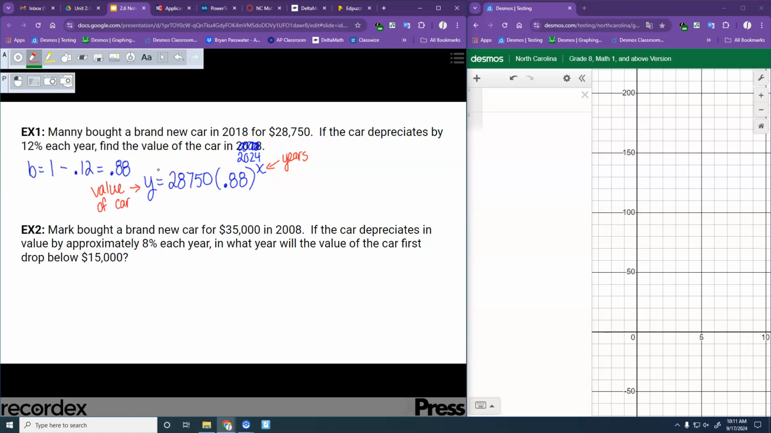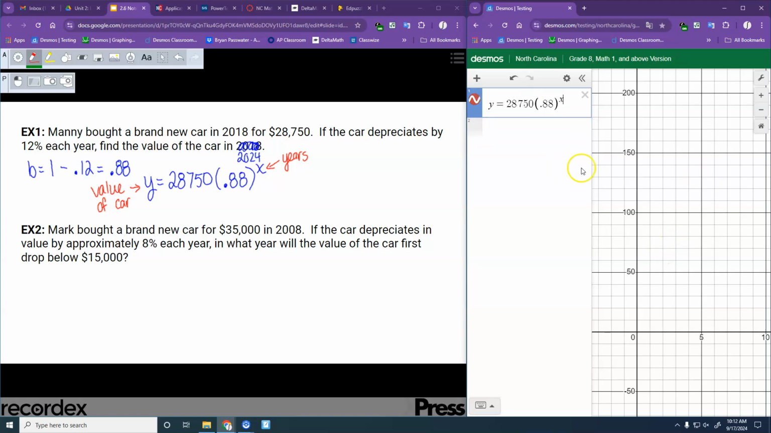What's your question, Eddie? Is it related to this? If you type it just like that, but for the x, put 6. Yeah, it's going to give you an answer. And then in the parentheses, you put 1 minus 0.12. Yeah, it'll work. Oh, yeah, that's right. Yep, that'll work.